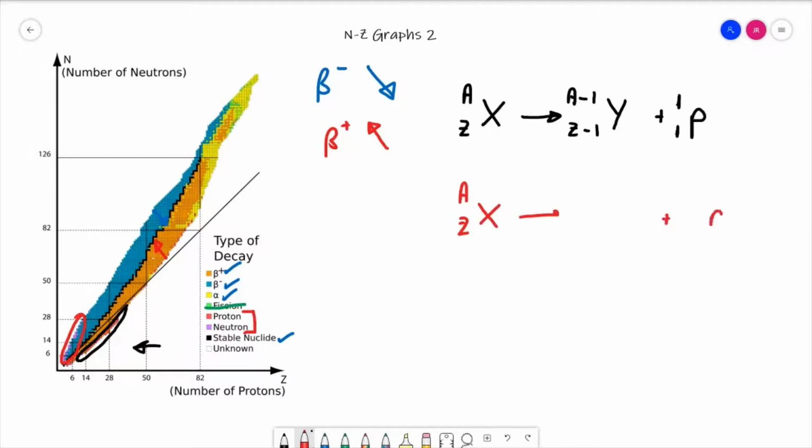So for neutron emission then, a neutron is a nucleon, but of course it isn't a proton, so the numbers are 1 and 0. We are losing 1 nucleon, but because we're only losing a neutron, the proton number remains the same, and therefore the element itself remains the same as well. Because we're only losing a neutron, we are just moving 1 step down on the N on that vertical axis.